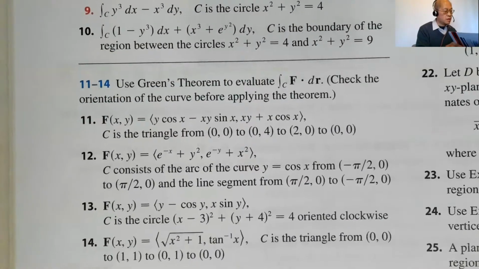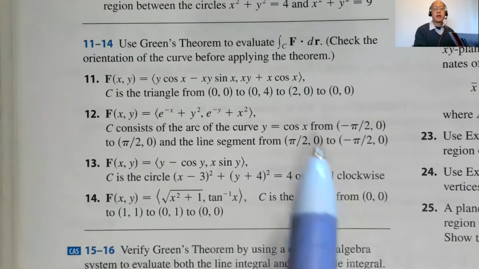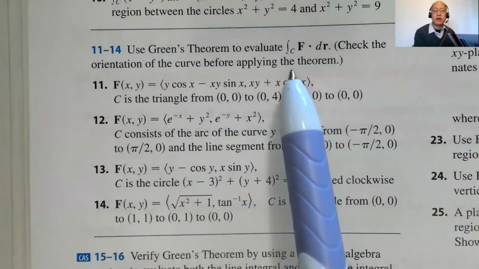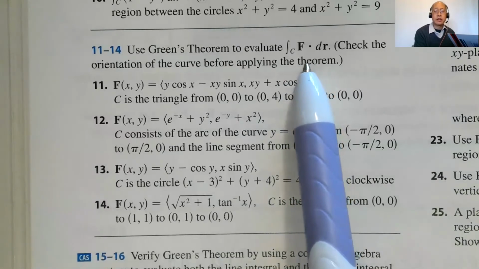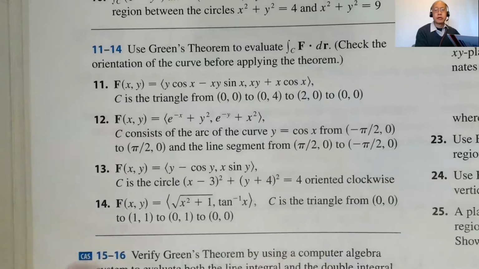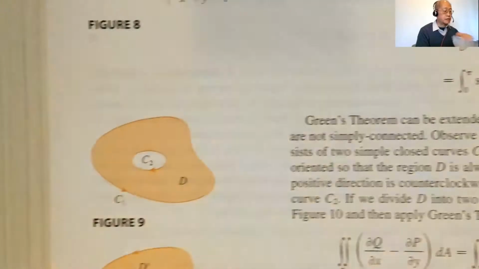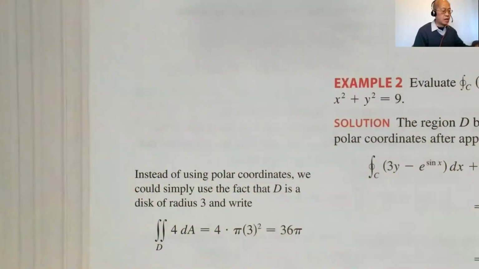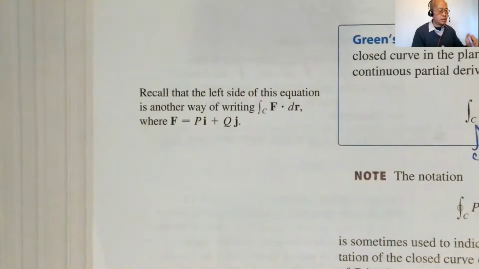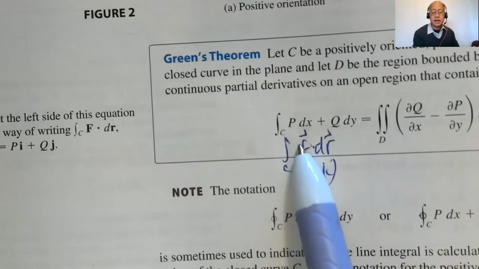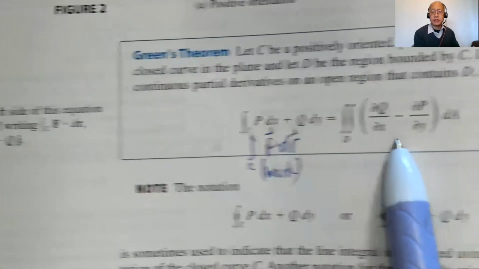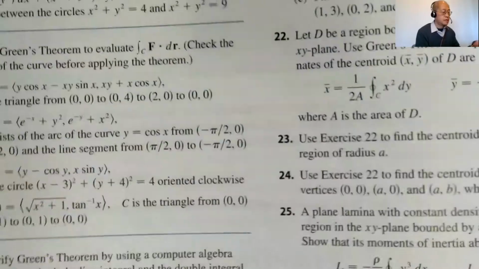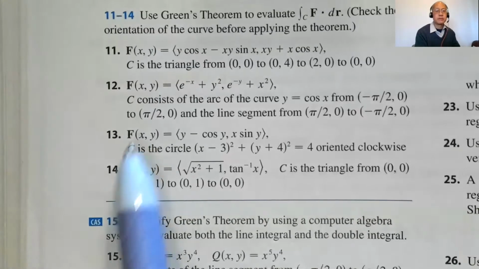Then a little bit about the language they use here. It says, use Green's theorem to evaluate the integral of F dot dr. That means they don't want you to actually figure out the integral of F dot dr directly. Use Green's theorem by doing the right-hand side. So the integral of F dot dr would be this. The idea is not to do this, presumably it's harder, but it's easy to do the double integral. We'll see that language show up a little bit later on also.